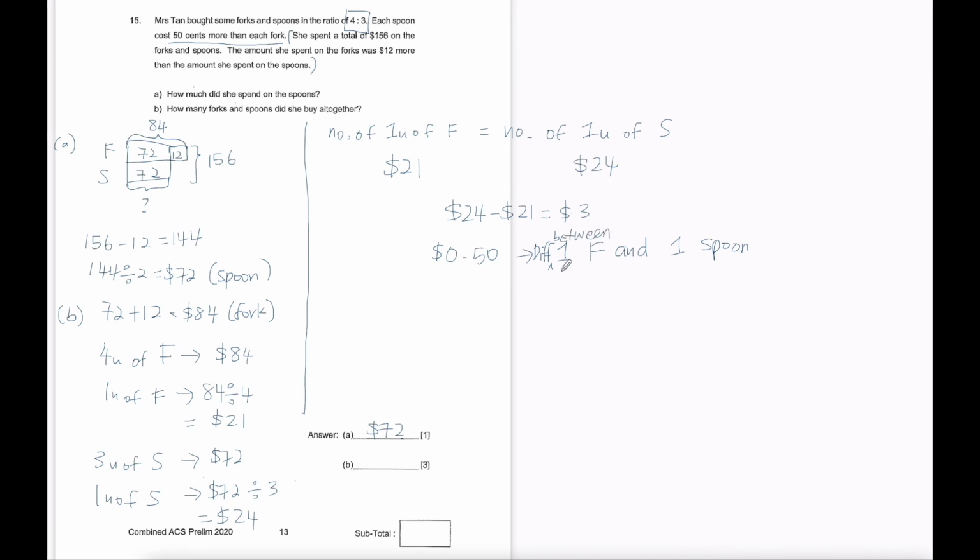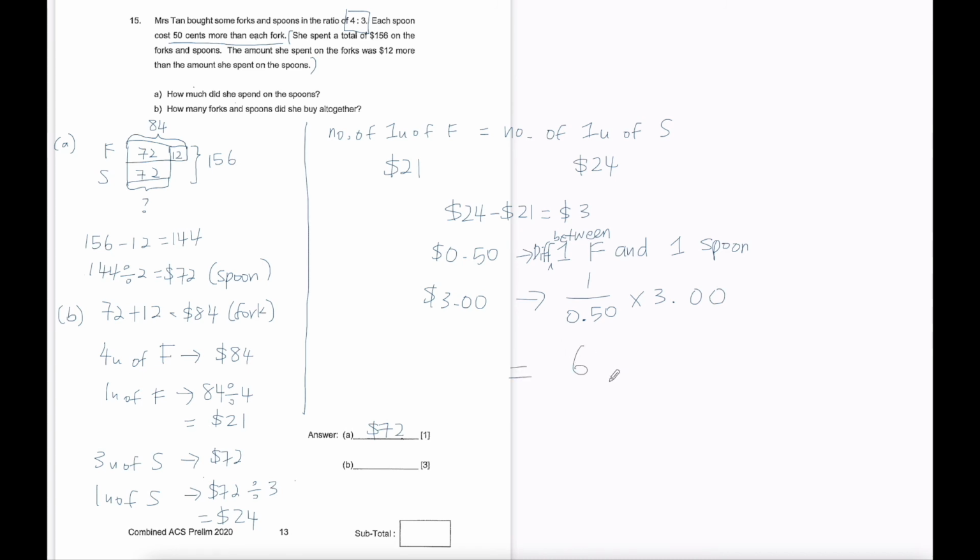So 50 cents is the difference between 1 fork and 1 spoon. And we have a difference of $3 in 1 unit. So what we need to do is to find, so this is one set, okay? So it's 1 over 0.5 times $3. If you type in the calculator, you're going to get 6.